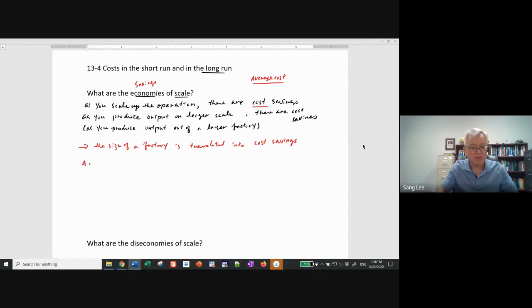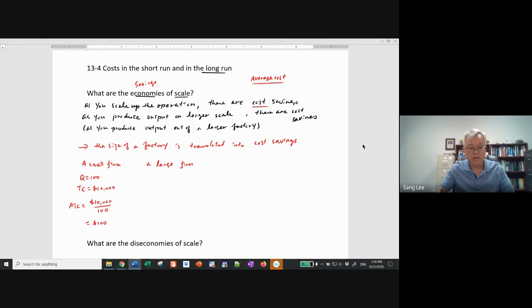Suppose a small firm and a larger firm here. Suppose the small firm only produces 100 units, and when it does so, total cost is $10,000. So average total cost is $10,000 divided by 100 units, so each typical unit costs $100.